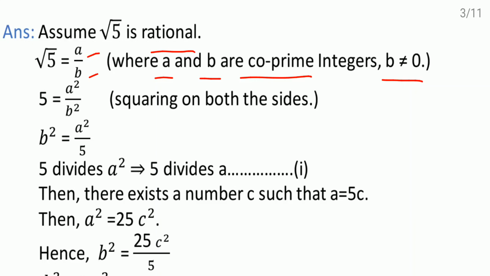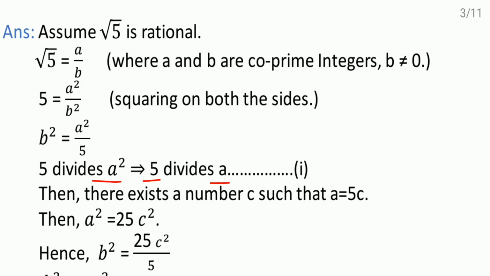Now we'll make the square of both sides. Root 5 square is 5. Here a square and b square. Okay. Now what I did, this b square I have sent to the LHS and this 5 I have brought to the right hand side to divide. Correct. Now looking at this one, you can make out a square divided by 5. See here, a square divided by 5. That means a square is divisible by 5. It means that 5 divides a also. See here I have written: 5 divides a square, which implies that 5 divides a.